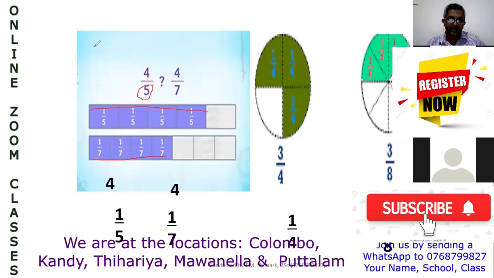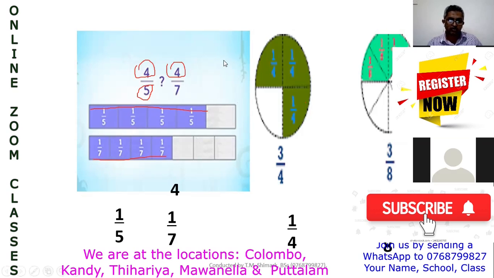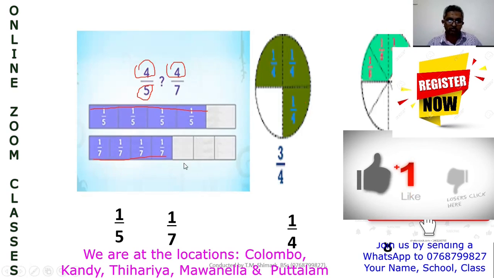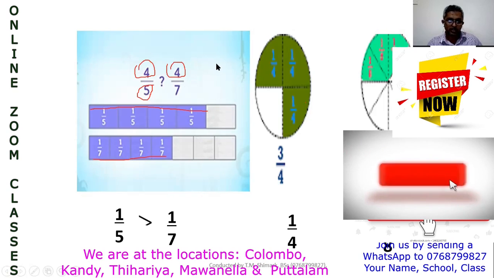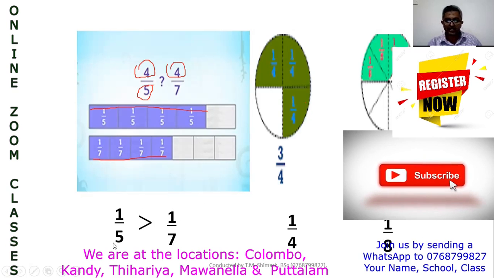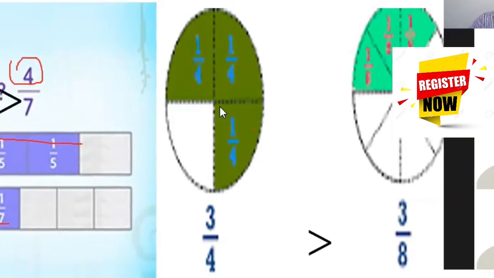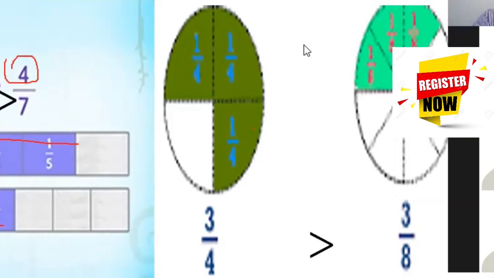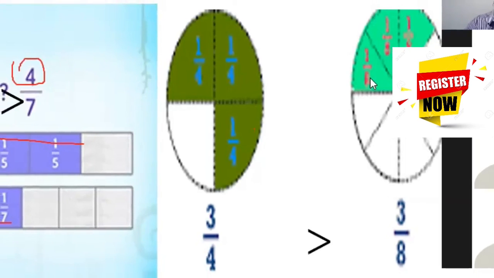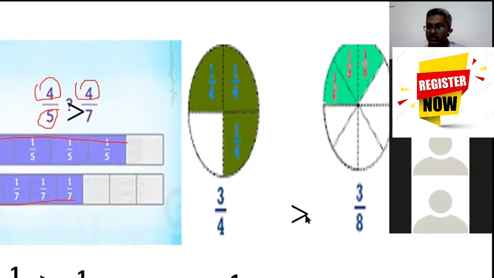I got this earlier as unit fractions. Now here the numerators are the same, but the denominators are different, right? So this one is going to be 4 times, and this one is going to be 4 times 1/7, right? So 1/5 is bigger than 1/7, easily we can say. And the same thing I can show here also. 3/4, 3/8, which is bigger? It's very clear, and it is bigger than this one, right? So 1/4 is bigger than 1/8.